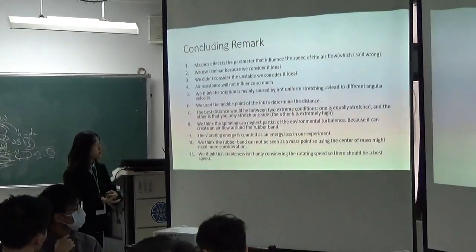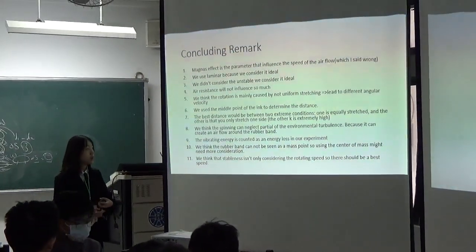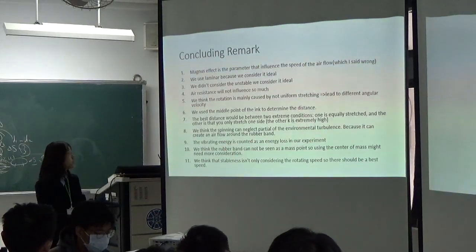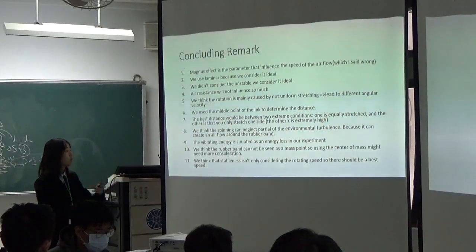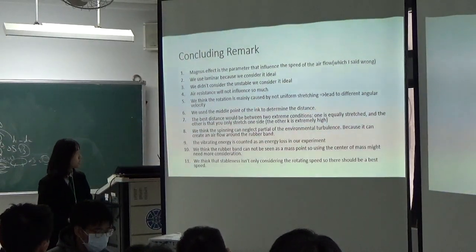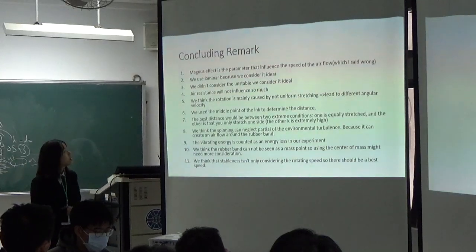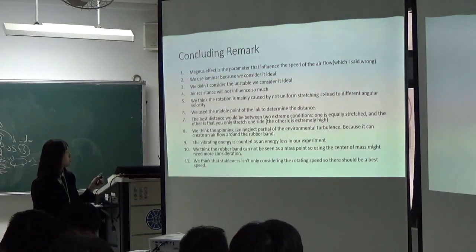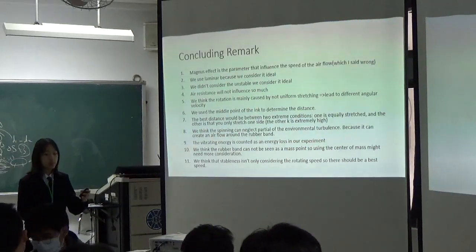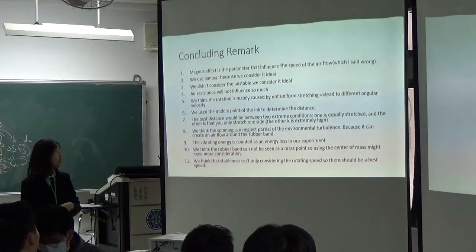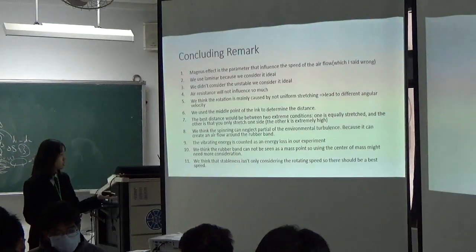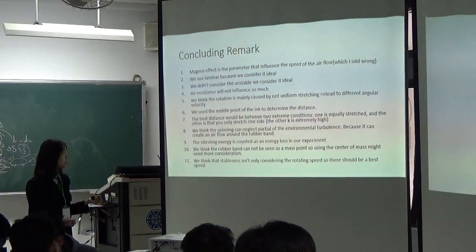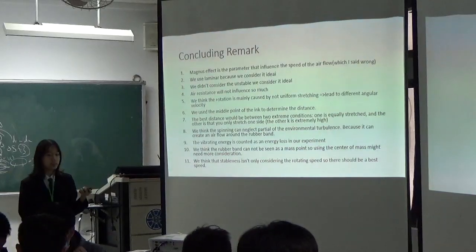First of all, the Magnus effect is a parameter that influences the speed of the airflow, which I've mentioned as Bernoulli's law. And to answer the opponent's question, we think the airflow is laminar because we considered it in an ideal condition. And third, we didn't consider it unstable. And fourth, the air resistance will not influence my experiment so much because they all undergo air resistance. And we think that the rotation is mainly caused by the non-uniform stretching, so it leads to a different angular velocity. So that answers our opponent's question.